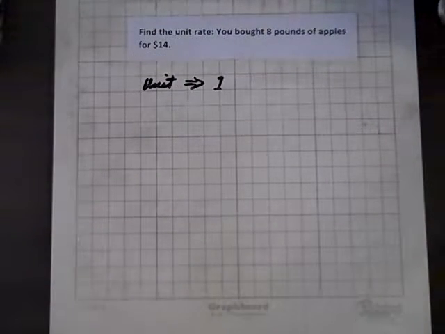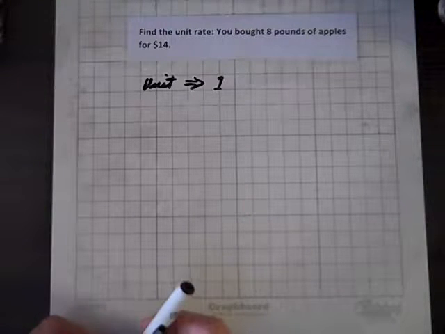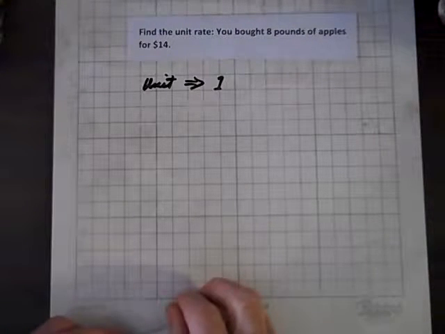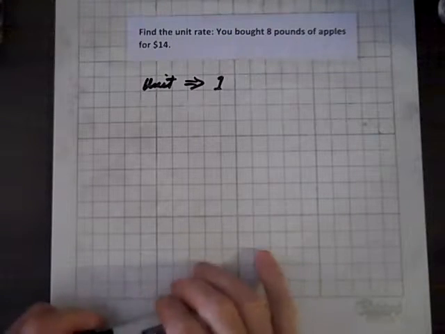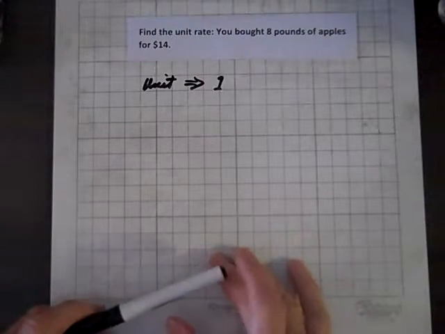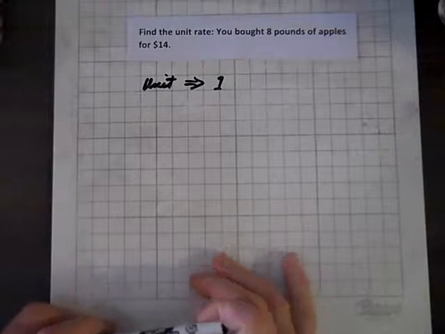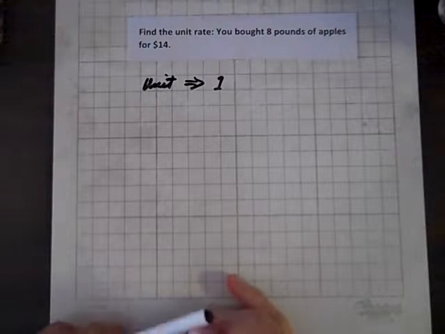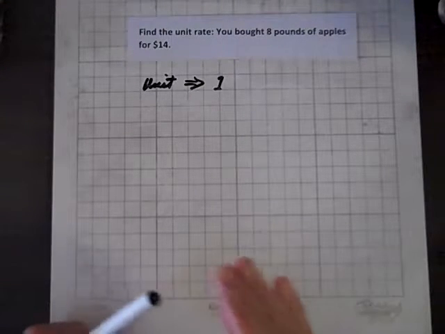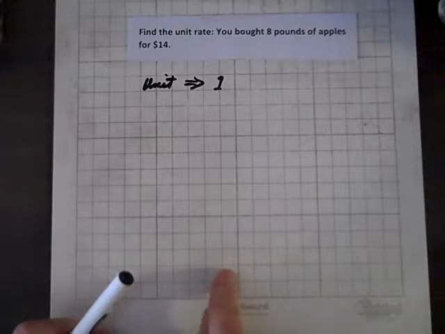Okay, for this problem we're dealing with the unit rate, and unit implies 1 in mathematics. For example, if you have a unit circle, that's a circle of radius 1. If you have a unit square, that's a square such that the length of each side of that square is 1. If you think about gasoline and you say, well, I get 20 miles to the gallon, that's a unit rate because the denominator is 1 gallon.